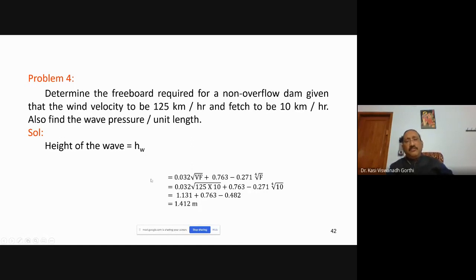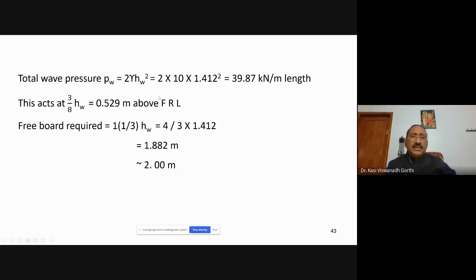Once you know the height of the wave, what is the freeboard? Just now we have seen a thumb rule like 1/3 of HW, maximum 1.5. So it is 4/3 into 1.412 that will give you the freeboard. The corresponding wave pressure 2 gamma HW square acts at a distance of 3/8 of HW.